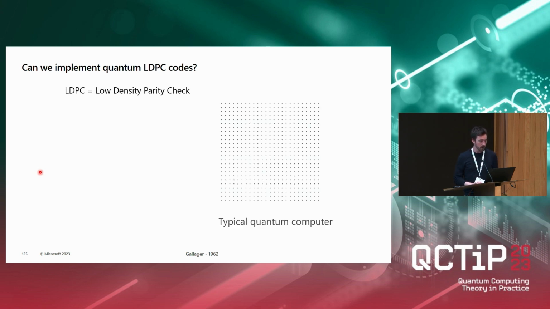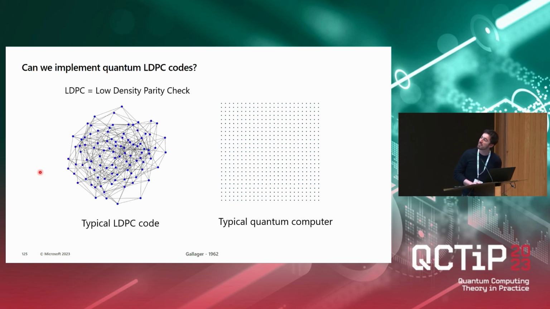So your typical quantum computer looks like that. And the implementation question is, how do we map our typical quantum LDPC code in this quantum computer? And the bad news is that your typical LDPC code looks like that. It looks like a complex expander graph. And you can imagine it's not trivial to map it in 2D.